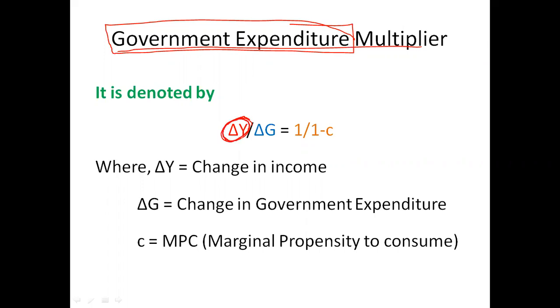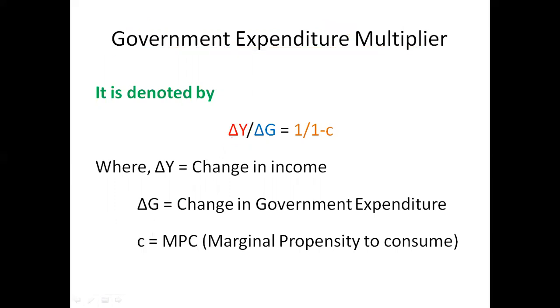For example, in railways, you get subsidized travel, cheap travel. So because of railways, we can save a lot of money, correct? You can save income. So that is what we study here, government expenditure multiplier, where delta Y divided by delta G is equal to 1 by 1 minus C.